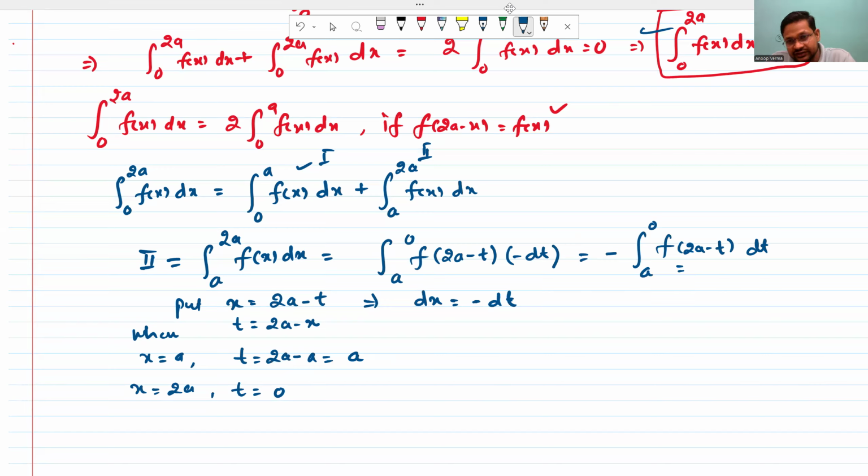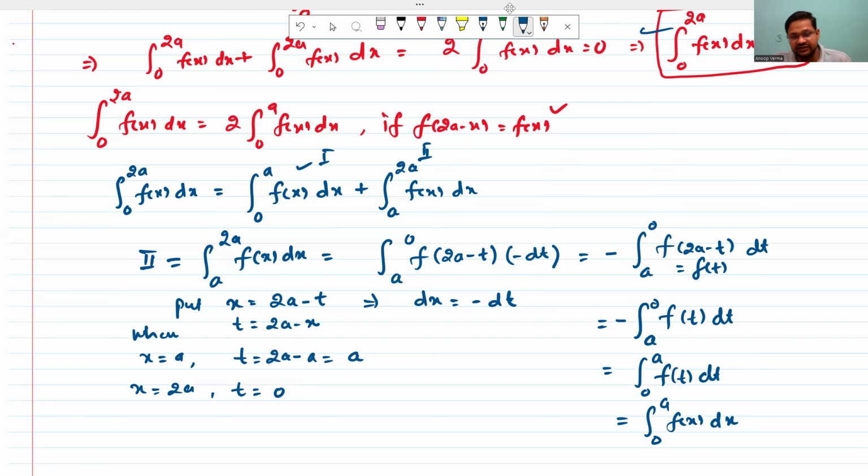And in this place you can just put f of t, because you know that f of 2a minus x is equal to f of x. So you can put it as minus the integral from a to 0 of f of t dt, which is just equal to, if you interchange the limits, the integral from 0 to a of f of t dt. And replacing t with x, this is the integral from 0 to a of f of x dx.